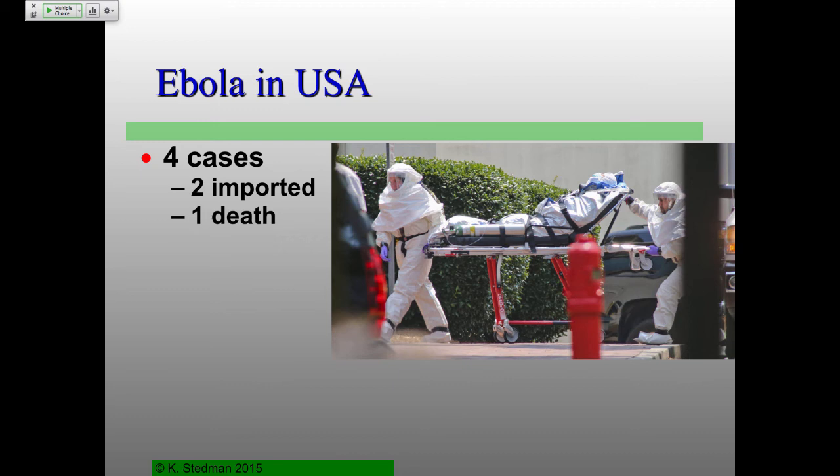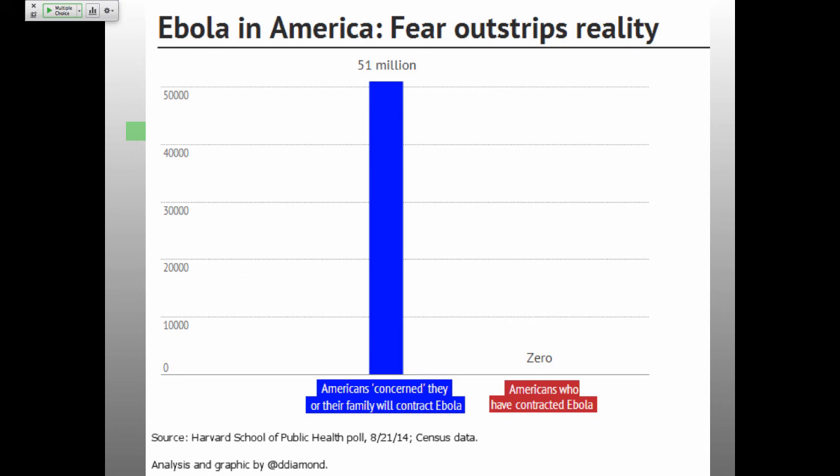But despite this, this is what really scares me, is there was a survey done in 2014, Americans concerned they or their family will contract Ebola. 51 million people. How many cases? Now, at that point, there was zero, ended up being two later. And my personal care physician, family medicine, said that she was absolutely appalled that people were coming into the office asking for Ebola vaccine. And she said what she should have done was say, here, have the flu vaccine instead, or just told them it was an Ebola vaccine, because it's much more likely to have done something for them.